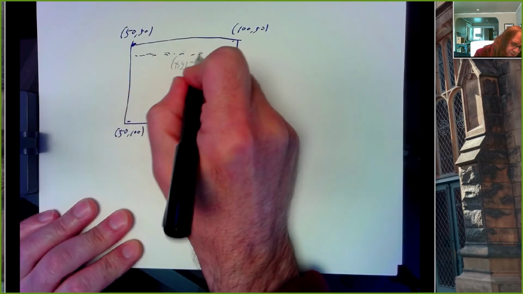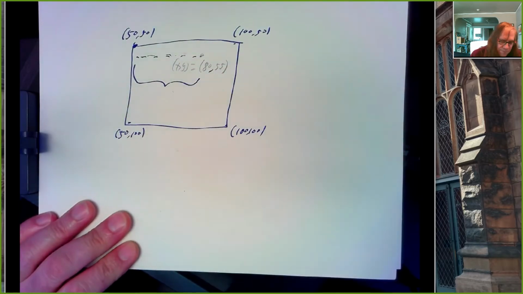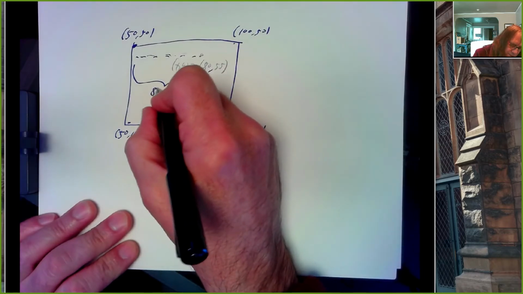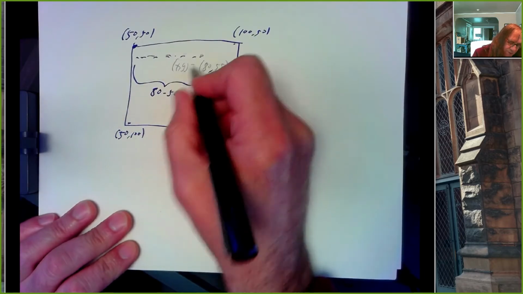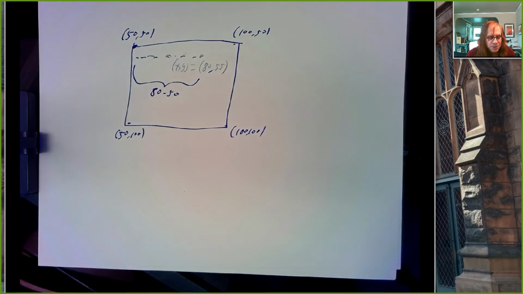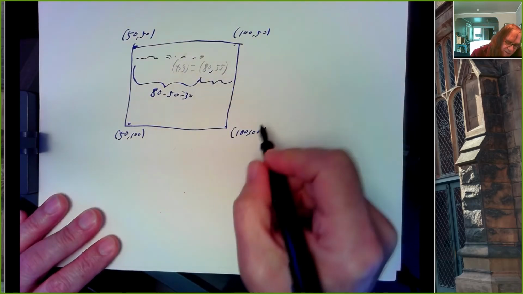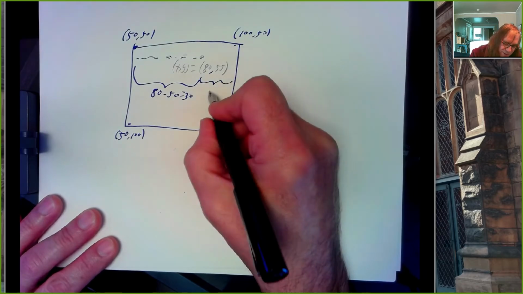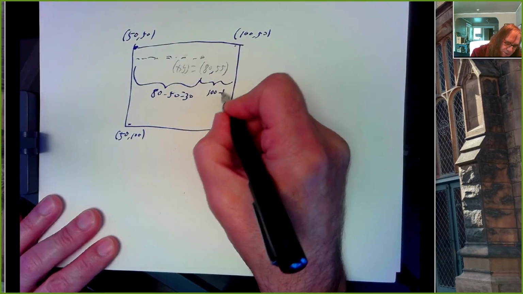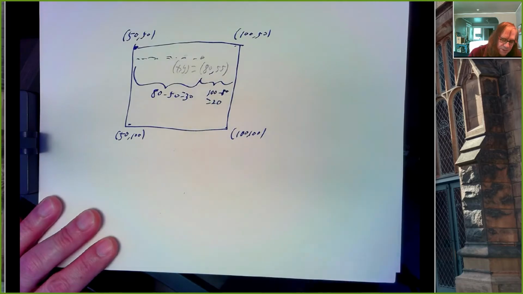So this distance is your x-coordinate of the point minus the x-coordinate of that left wall. So that's 30. This distance is the x-coordinate of the right wall minus the x-coordinate of the point, which is 20.